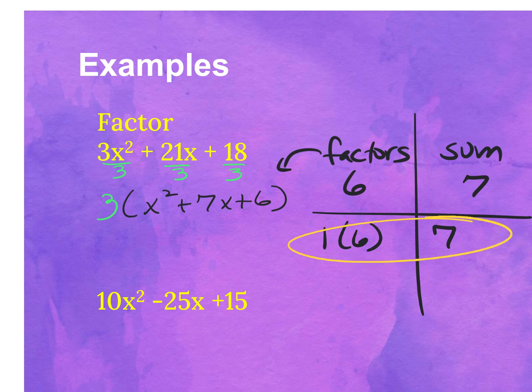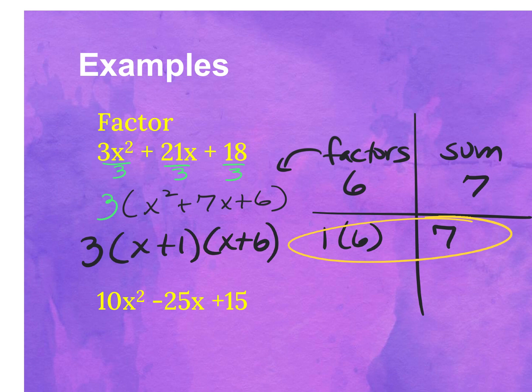So then put the GCF, and then the x plus 1, and the x plus 6. And we're done. And again, it wouldn't matter if you write the x plus 6 first, and then the x plus 1 second. But again, that 3 that you divided from the beginning needs to be in the front.